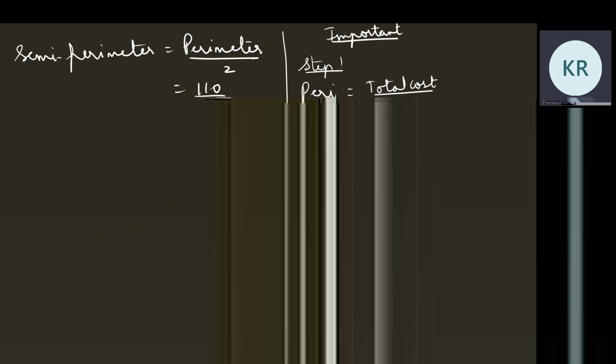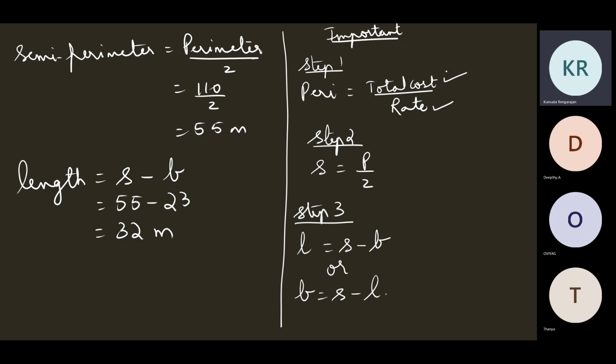So if in the question you're given the total cost of fencing and the rate of fencing, if the question is about fencing, children, then it is perimeter. You need to divide the total cost by the rate and get the perimeter of the field. That's the first step. Once you get the perimeter, divide the perimeter by 2 to find the semi-perimeter. That's the second step.